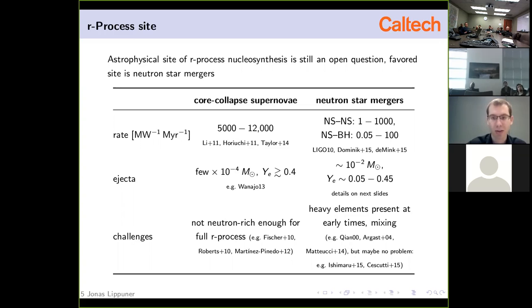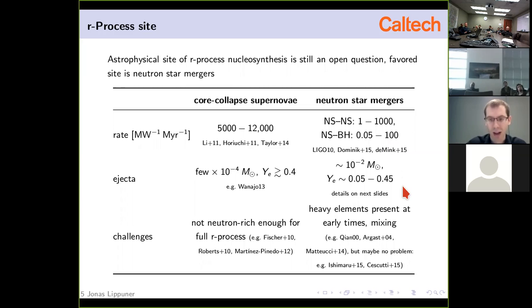And so these events, the neutron star mergers, are more infrequent, but they usually eject more mass. So around a percent of a solar mass, and there's a big spread in different simulations, and we'll go through that in the next couple of slides.